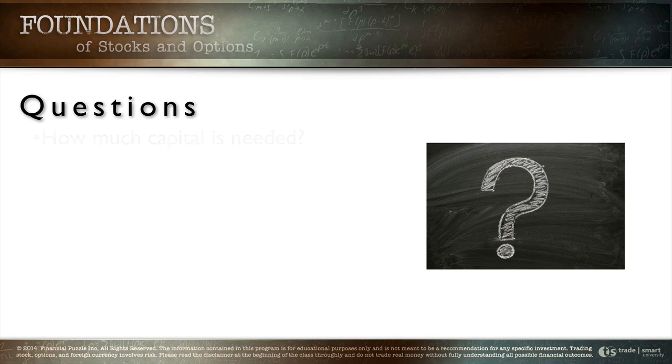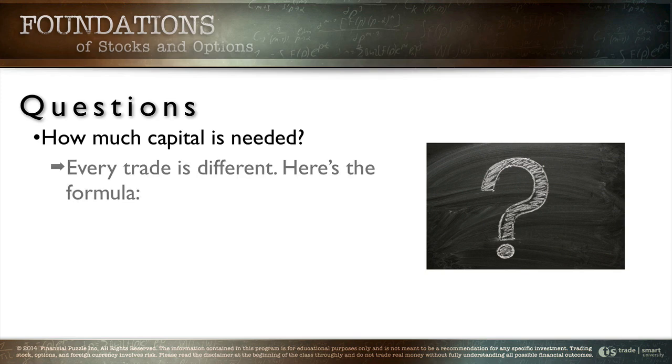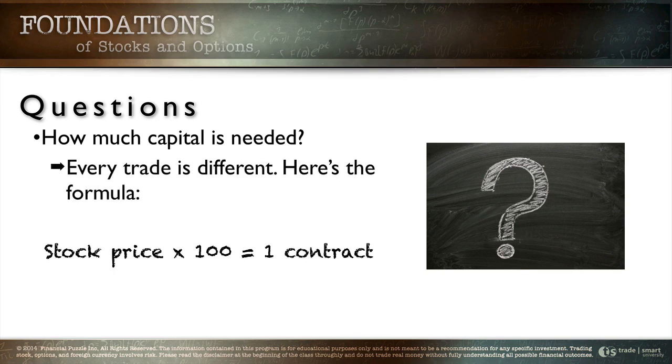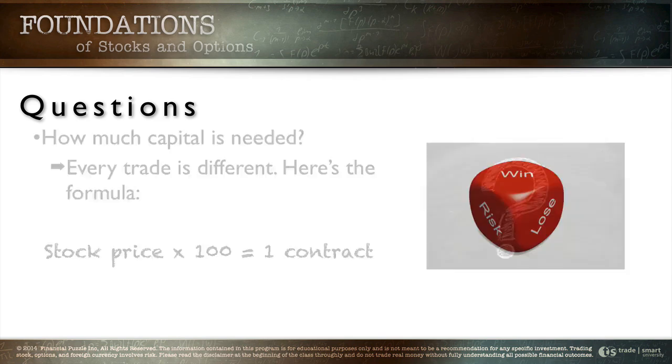All right, let's talk about capital. How much capital is needed? Well, every trade's different, so here's the formula. Stock price times 100 equals 1 contract. However many contracts you want to sell, you're going to need to multiply the stock price times 100. That gives you the capital requirement to do 1 covered call. Okay, so every trade's different because you're going to have to look at the cost of the shares.